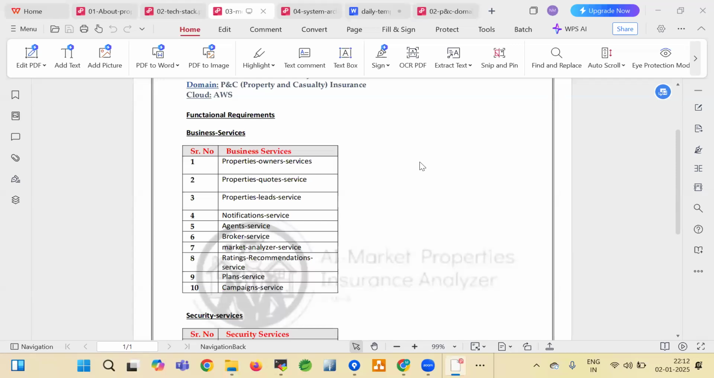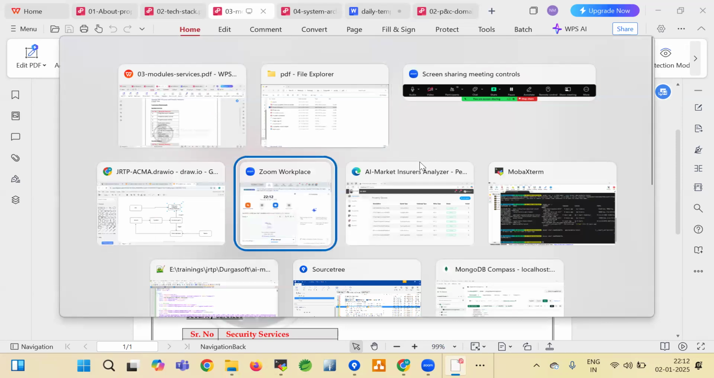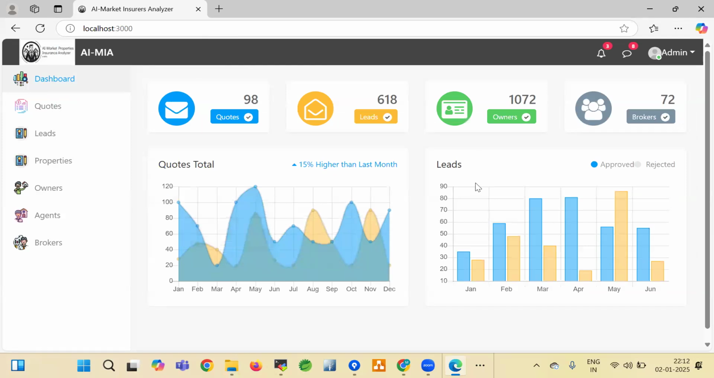Okay, before going to here, I would like to show you the UI, how our project is. This is what our Acma product dashboard is. As I discussed, we have the brokers, the agents, owners, properties, and then the codes, and then the leads. We're not going to deal with this one, but we're going to deal with everything with these codes basically. Now this is the admin view.